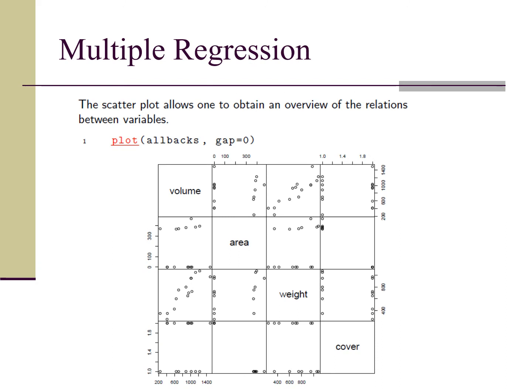So the first thing that one tends to do in multiple regression, no matter what platform you're working on, is to look at the relationships between the individual variables. So here we have volume, area, weight, and cover, and just by saying plot allbacks, giving it the data frame, R knows you want to create one of these lovely matrices of scatter plots, and we're saying gap equals 0 so that it makes it just one cohesive square and doesn't put gaps in between things.